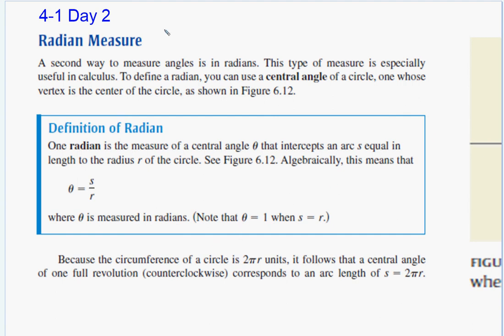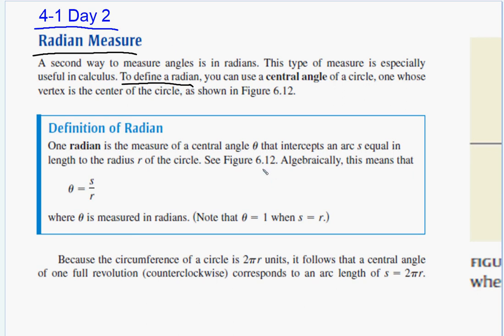Here we are going to continue section 4.1, day 2. Here you're going to see a different way to measure angles called radians. And the book says a second way to measure angles is in radians. This type of measure is especially useful in calculus. In calculus, we never use degrees, it's always radians.